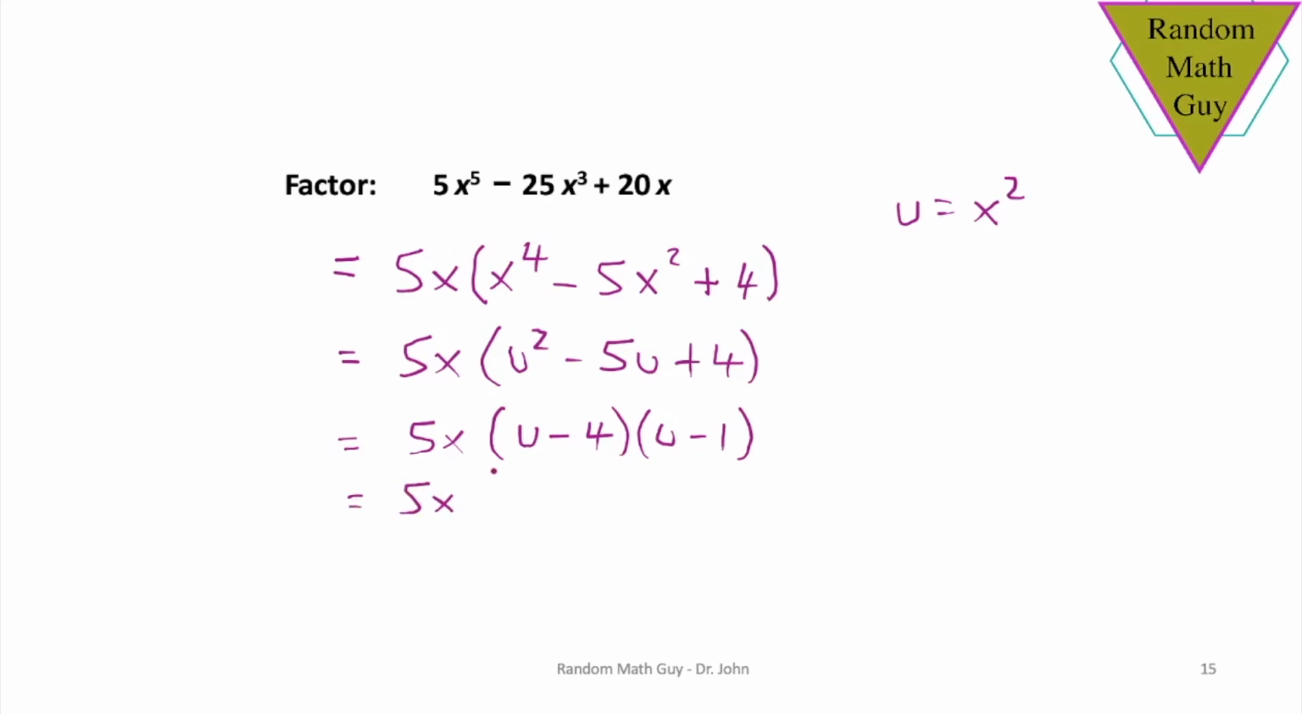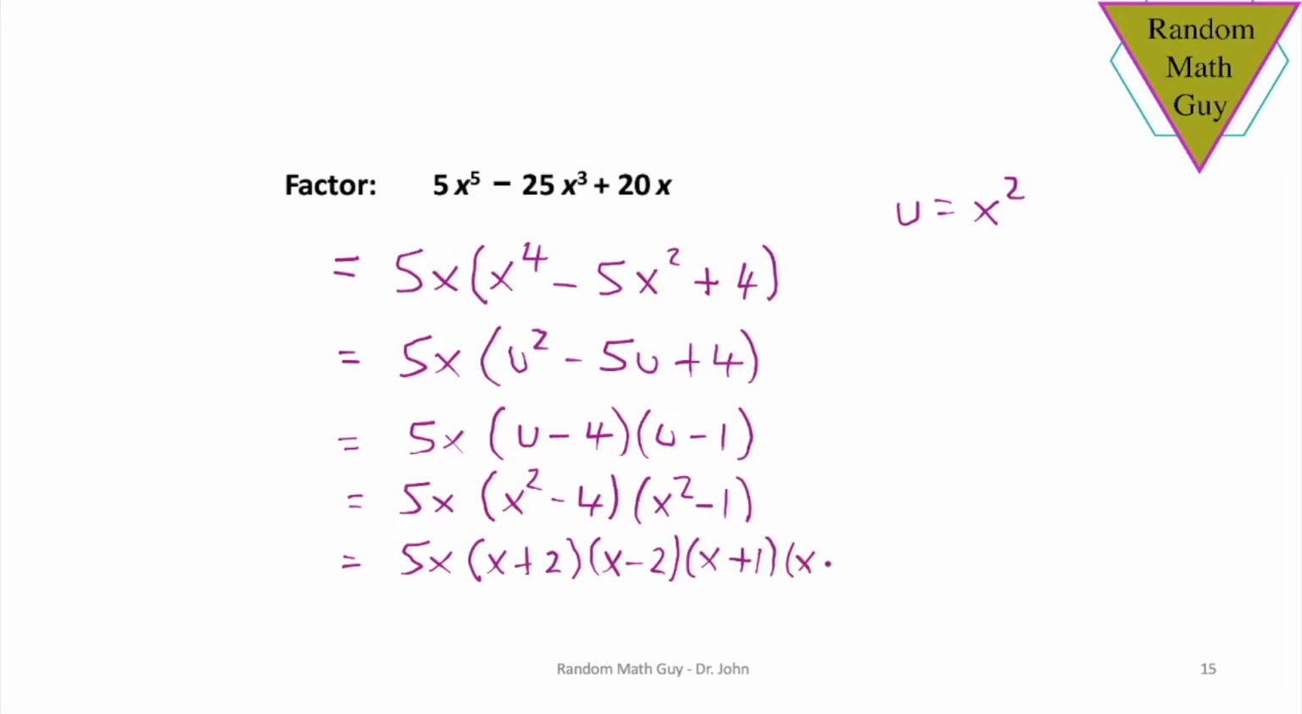U is artificial. We need to go back to x. That's x squared minus 4 and x squared minus 1. So, not fun here. Well, if you know what you're doing, it's fun because you're going to cash in a lot of marks, but it's the same thing over and over again. Look, difference of squares twice. Big deal. X plus 2, x minus 2. That's the first pair. And then x plus 1, x minus 1.